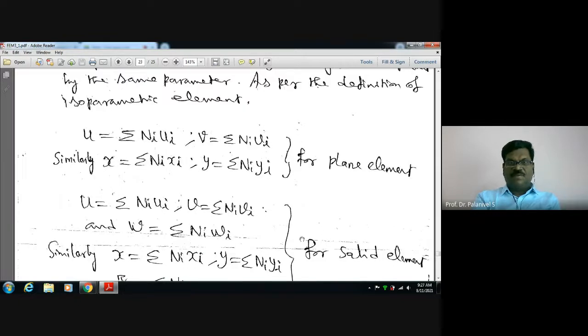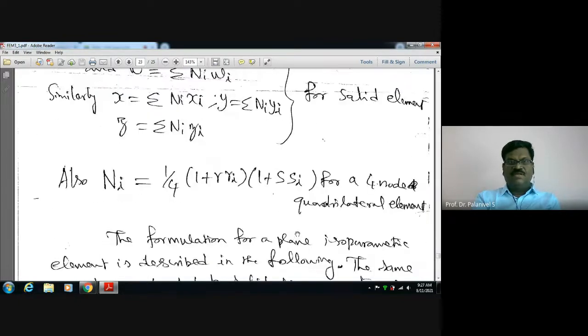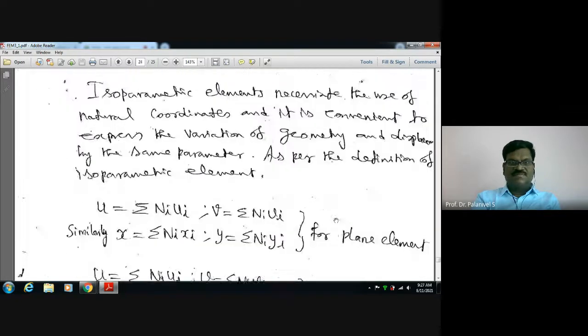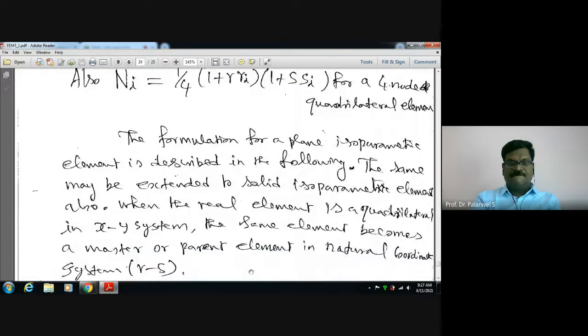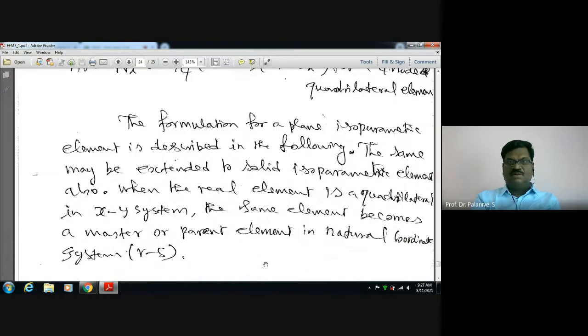Now, isoparametric element, this is the condition. Also, Ni equal to, for a forward, some discussion is there, not necessary. What is written here? The formulation for a plane isoparametric element is described in the following. The same may be extended to solid isoparametric element also.